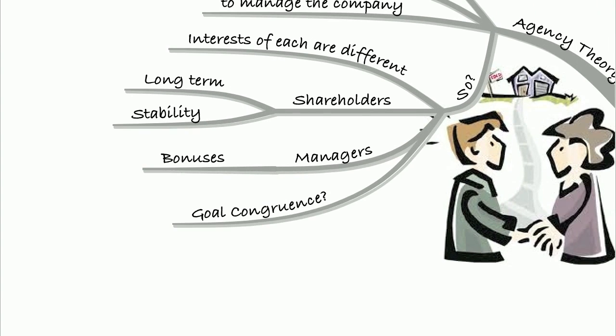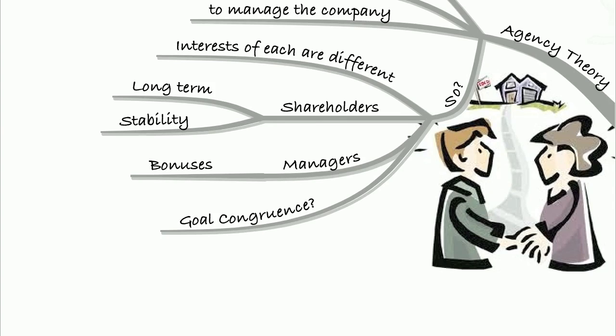So how do we get goal congruence? How do we make sure that managers and shareholders want the same thing? How do we make sure that the managers who are acting as agents of the shareholders, who are acting on behalf of the shareholders, are doing the correct thing for those shareholders? And that's really where corporate governance comes in. That's why we have corporate governance codes, to ensure that managers act in an appropriate way given this agency relationship between them and the shareholders.